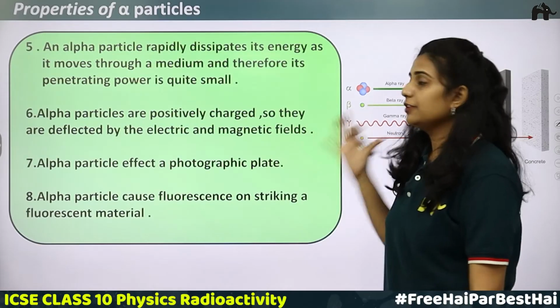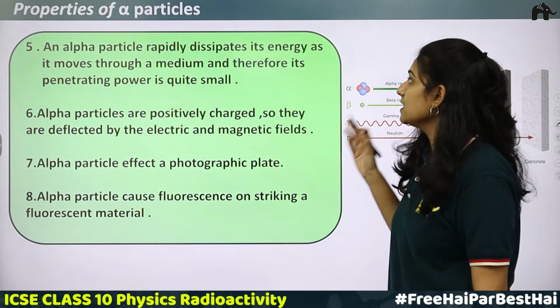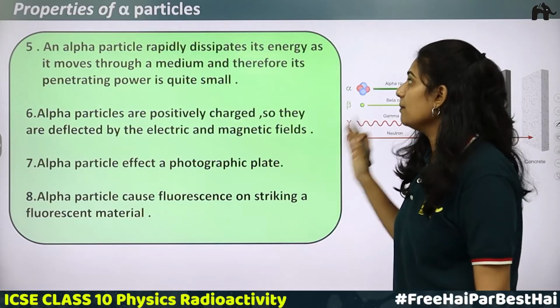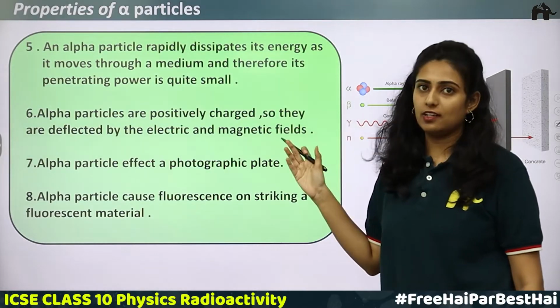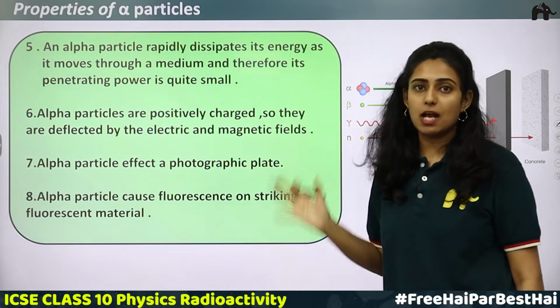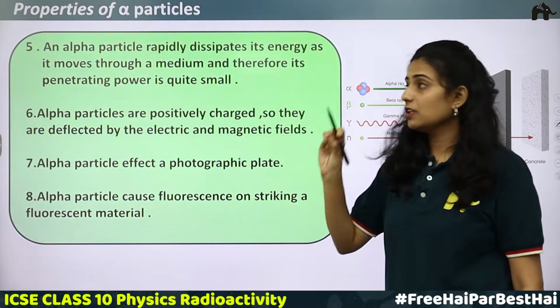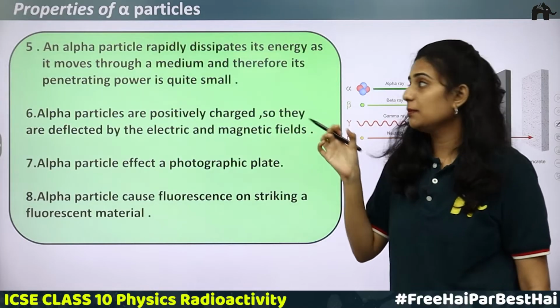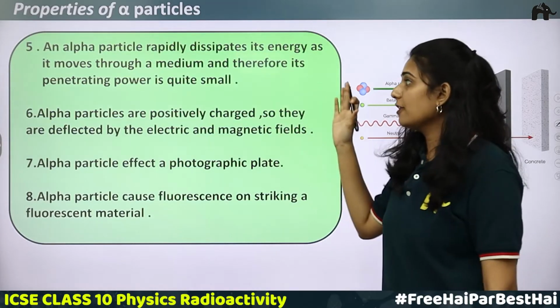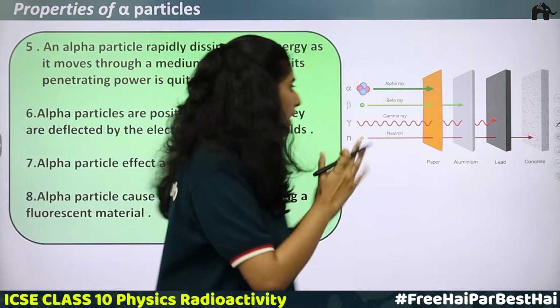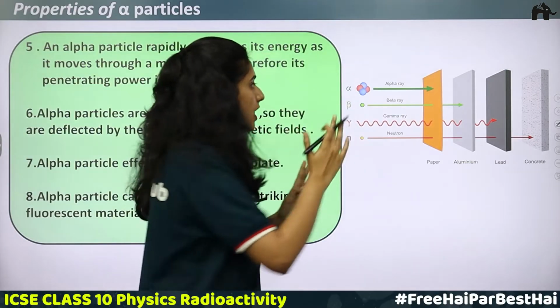Got it? Next, the fifth property, an alpha particle rapidly dissipates its energy as it moves through a medium and therefore its penetrating power is quite low. So, comparing alpha, beta and gamma particle, penetrating power is the lowest for alpha particle. It can go through air only 3 cm to 8 cm, or when you keep a thick paper or a thin cardboard, it cannot pass.